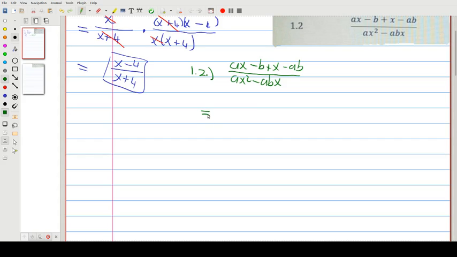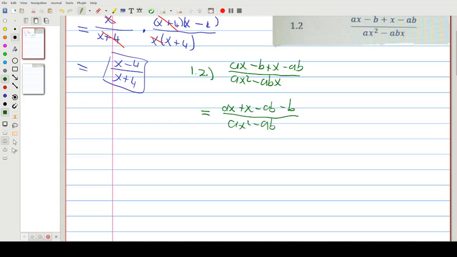At the top we see there's no common factor. It's not a quadratic trinomial. It's not a difference between two squares. But we can make it factorable by factorizing parts of it together. The ax and the x can go together. Let's rewrite it so it looks easier on the eye: ax plus x, and then minus ab minus b. I just rearranged the order there.